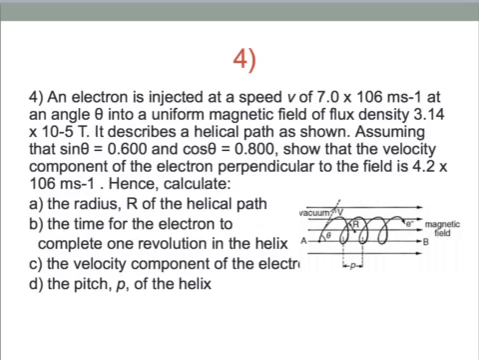So to do that, all we need to do is take sine of the angle. You can see the angles on this side here. So sine of the angle, which is 0.6, and multiply that by 7 million meters per second.